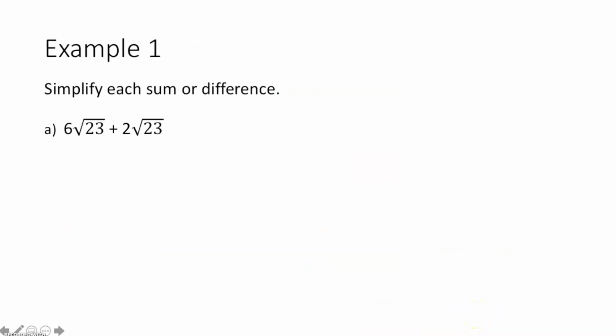Example time. Now example 1 says simplify each sum or difference. So here we have 6 rad 23 plus 2 rad 23. Do we have like radicals? Yes, the radicals are the same, so we're going to keep that radical. Now, your answer is going to be something rad 23. So what's the something? Well, what's 6 plus 2? That's 8, and you're done. Look how easy that was.